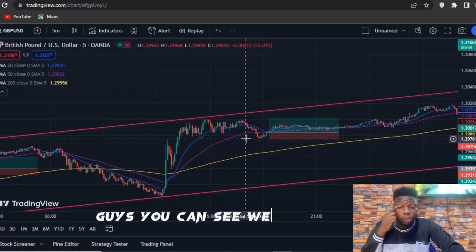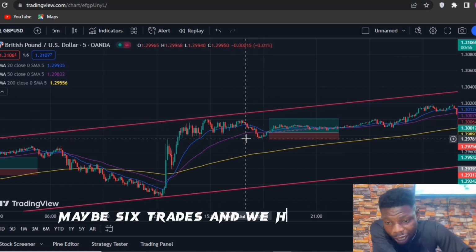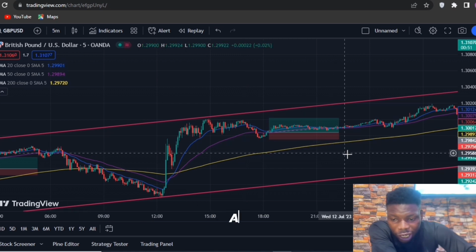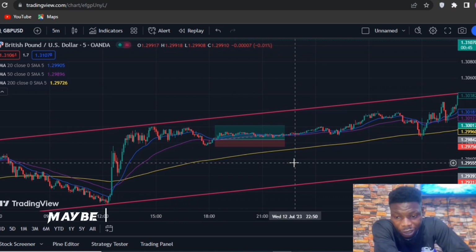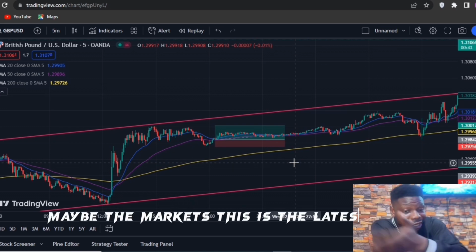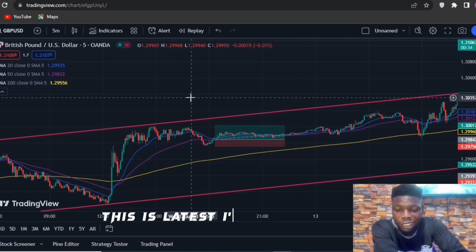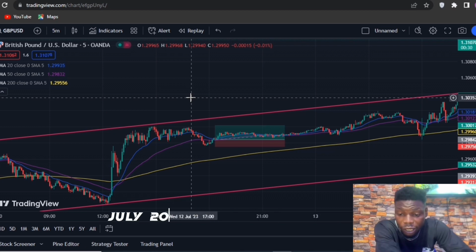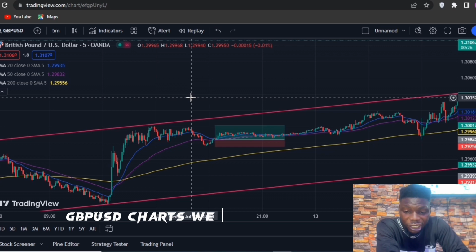As you can see, we have taken up to 6 or maybe 7 trades, and we haven't secured any loss. We can see we are doing it together. Yes, this is the latest chart. I didn't pick the markets. This is the latest GBP USD. Understand? I'm recording this video on the 13th of July, 2023. So this is the latest GBP USD chart.